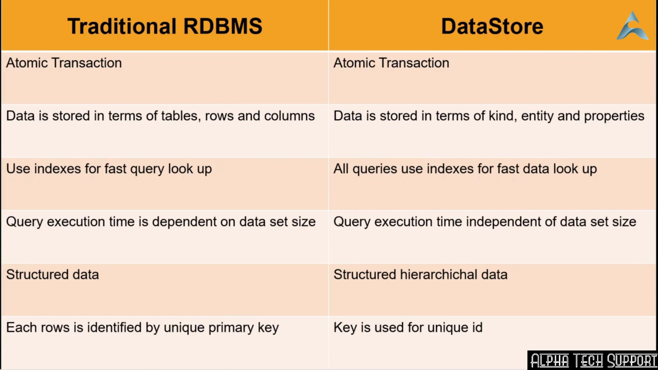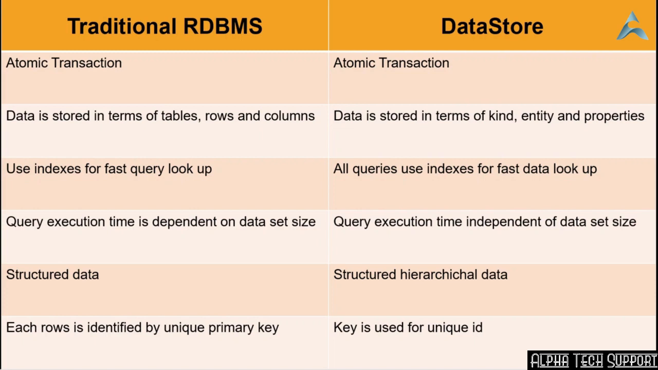Now let's do a quick check of the similarities and differences between RDBMS and Cloud Data Store. Both RDBMS and Cloud Data Store support atomic transactions. In RDBMS, data is stored in terms of tables, rows, and columns. On the other hand, Data Store uses kind, entity, and properties to store your data. And RDBMS uses a primary key to uniquely identify a row, but Data Store uses a key for unique identification. In RDBMS, some queries use indexes for fast data retrieval, but in Cloud Data Store, all queries use indexes for fast data retrieval.